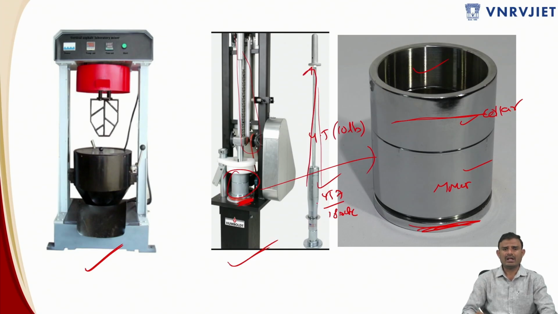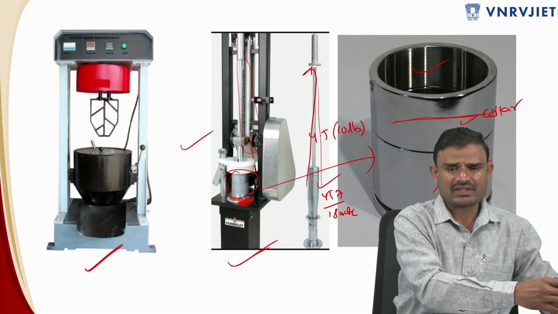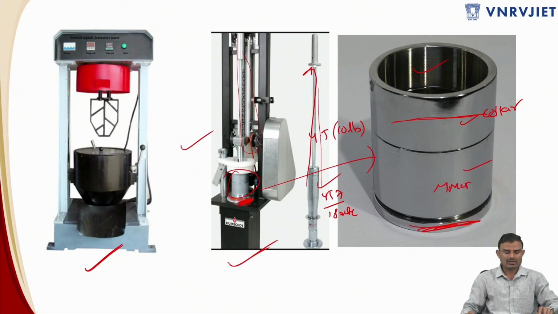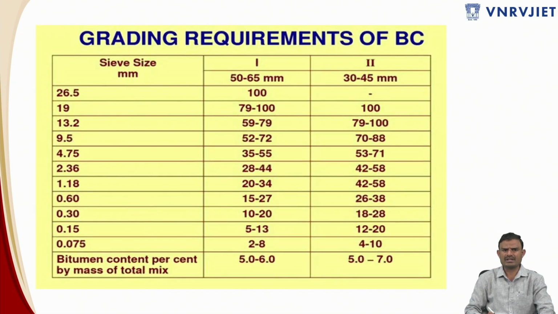You can go for either manual compaction or automatic compaction. Either way, you have to do compaction, and 75 blows are required. Once you have subjected one side to compaction, you then rotate the Marshall mold in the reverse direction, keep the collar mold again on top of that, and give compaction on the other side also. So compaction is necessary for both sides.